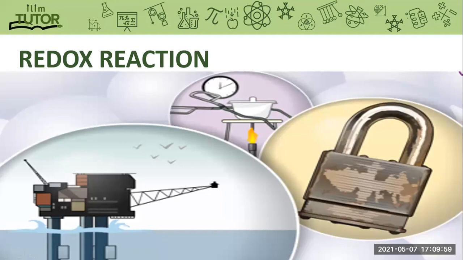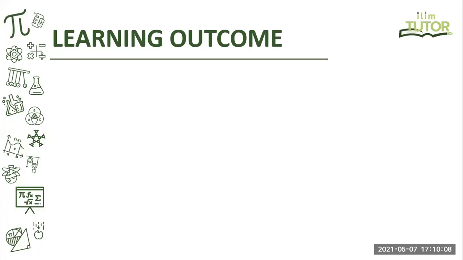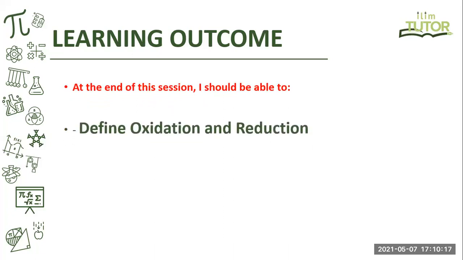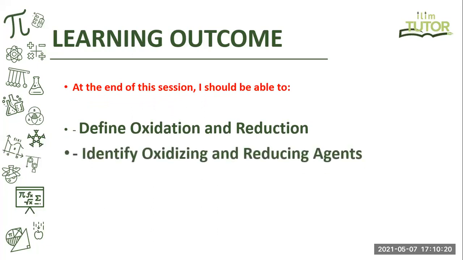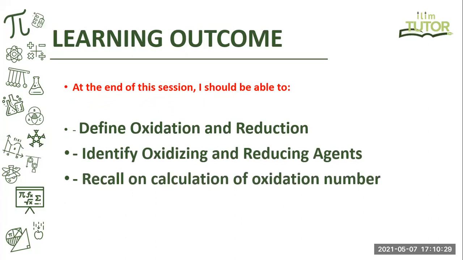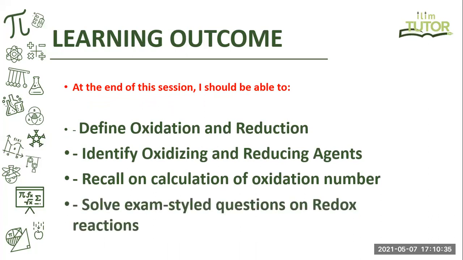In today's session, we'll be looking at redox reaction. Our learning outcome for this session is that at the end of this session, you should be able to define oxidation and reduction, and identify oxidizing and reducing agents, especially in redox equations. You have to recall your knowledge of calculation of oxidation number or oxidation state. And likewise, you have to solve exam style questions on redox reaction.